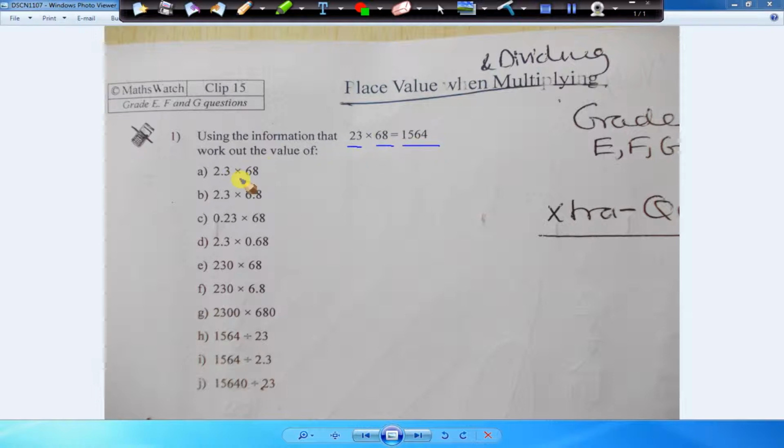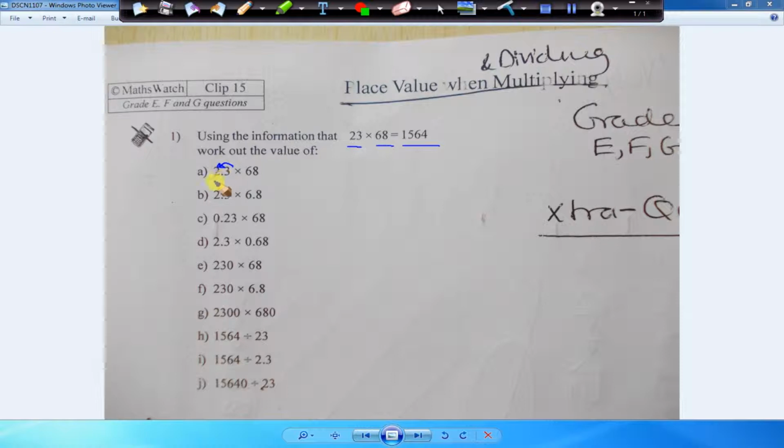Okay, now, what we have to look at in these questions is this. Here's the original value. Here's the new value, we've got 2.3. How did 23 become 2.3? What do we do with the decimal point? We divide it by 10.